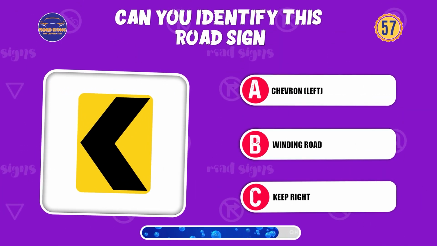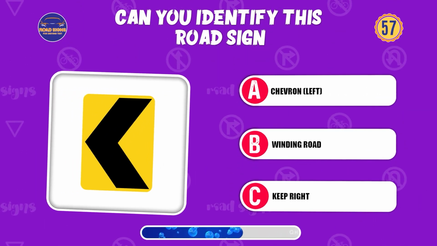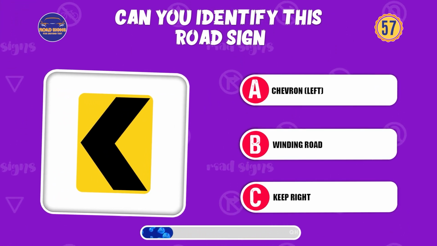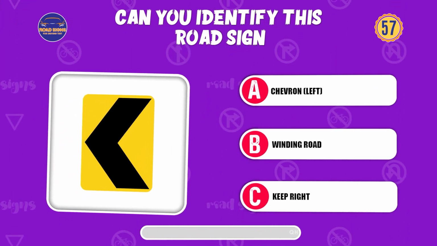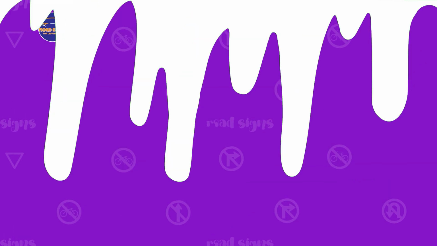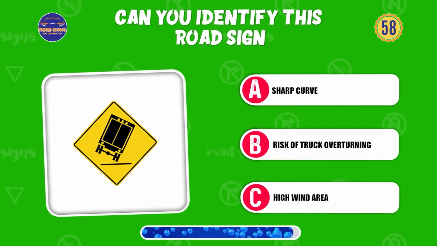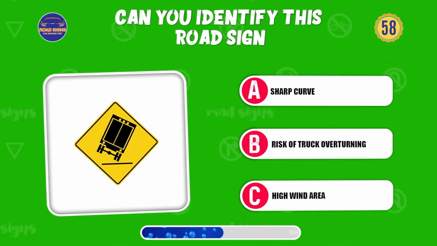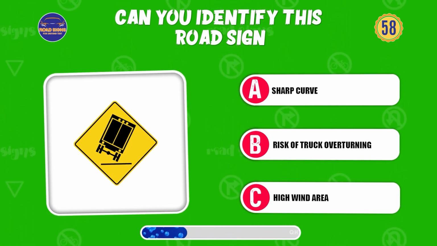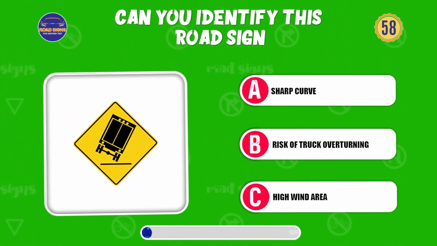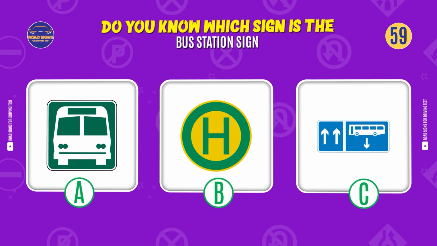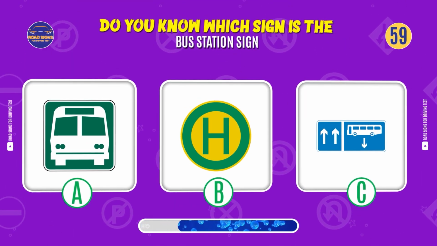What directional sign is shown here? A. Chevron, left. What road hazard is identified by this sign? B. Risk of truck overturning. Do you know which sign is the bus station sign?